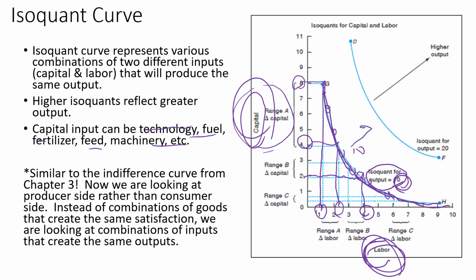And then higher production isoquant curves will exist to the right and higher. So this isoquant curve is producing 20 units of output. So every combination on this line is producing 20 units of output. So this is very similar to the indifference curve that we studied in Chapter 3. We were looking at consumer preference of two different goods and the amount of satisfaction that they would provide. Now we're looking at two different combinations of input and how much product we can produce with them.